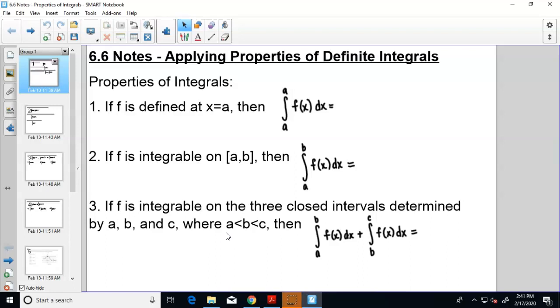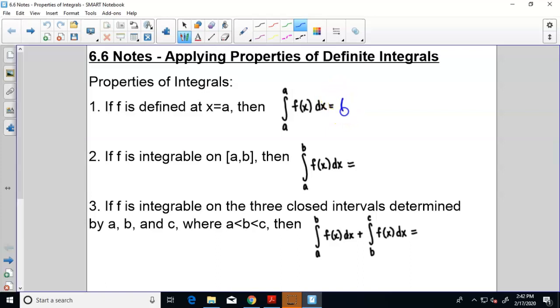To definite integrals. First thing we need to do is we need to just know the properties. Some of these properties are kind of easy to figure out. You have already told me about number 1. If f is defined at x equals a, then the integral from a to a of f of x, what would it be? It's going to be 0.